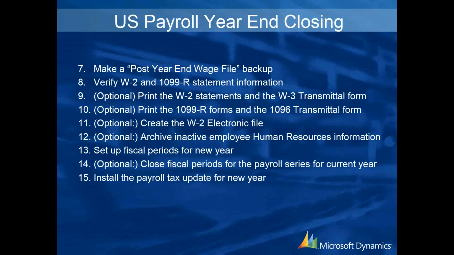Make a post-year-end wage file backup. Verify your W-2s and 1099 statement information. And then optional steps are to print your W-2s and W-3s, print the 1099-R form and the 1096 transmittal form, create the W-2 electronic file, and then archive inactive employee HR information. You do want to make sure you set up the fiscal periods for the new year, and then close fiscal periods for the payroll series for the current year. Install the payroll tax update for the new year.